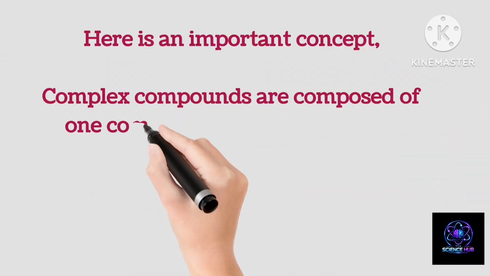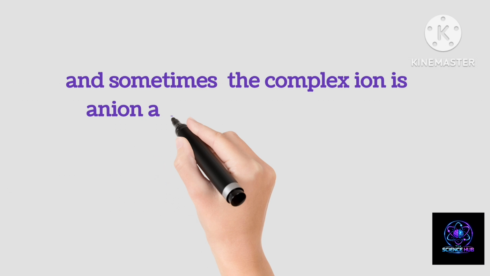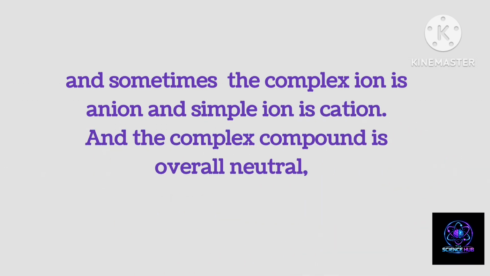Here is an important concept. Complex compounds are composed of one complex ion and one simple ion. Sometimes the complex ion is a cation and the simple ion is an anion. And sometimes the complex ion is an anion and the simple ion is a cation. And the complex compound is overall neutral.